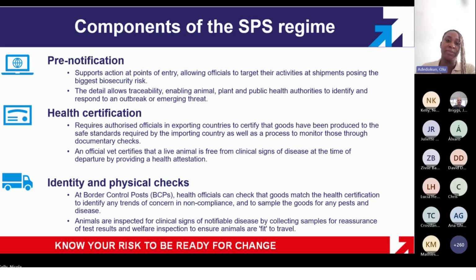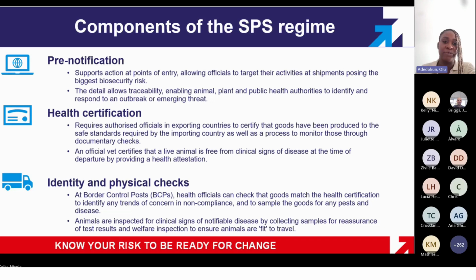The components of the SPS regime are pre-notification, health certification, identity and physical checks. The pre-notification supports action at points of entry, which allows officials to target their activities at shipments posing the biggest biosecurity risk. The detail allows traceability, enabling animal products, for the purpose of this session, to identify and respond to an outbreak or emerging threats.